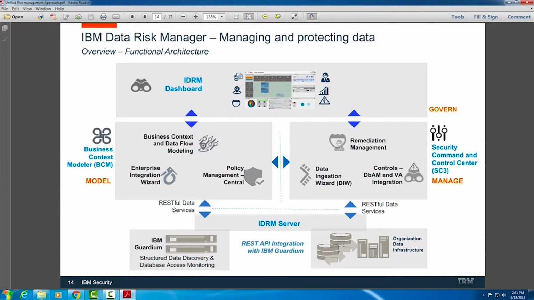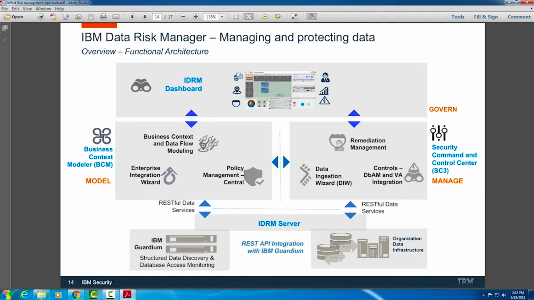This is the entire architecture of this IDRM. As I've told in a very simplistic way, but eventually there are a lot of intricacies to, say, policy management, central, what are all the different kinds of policies. I didn't dive deep into that.